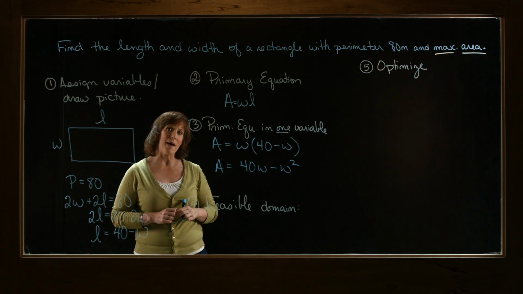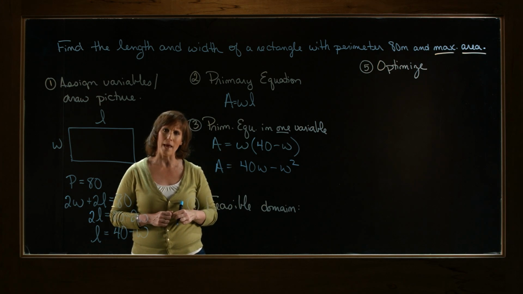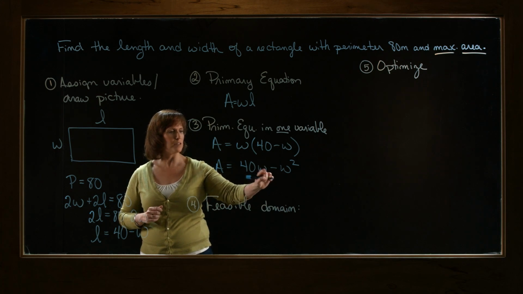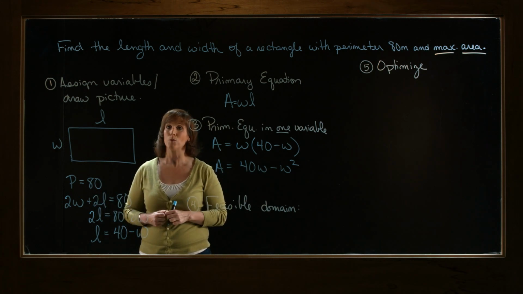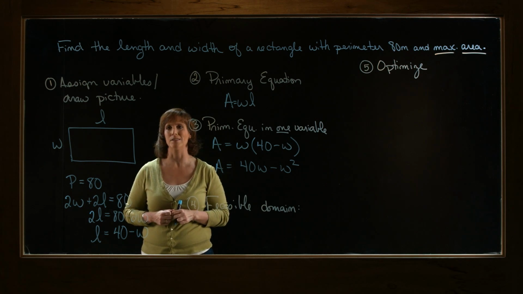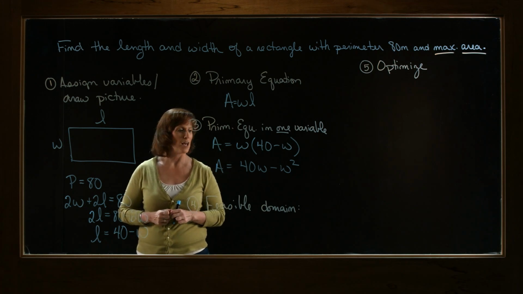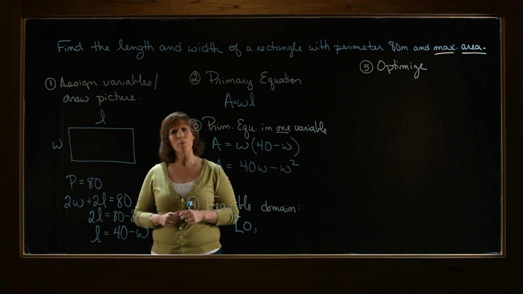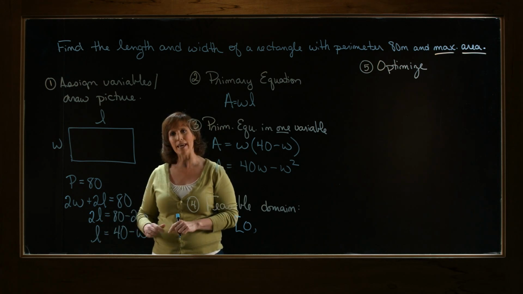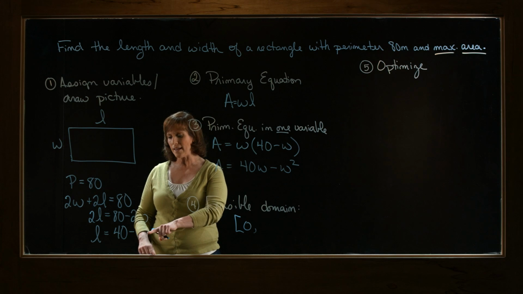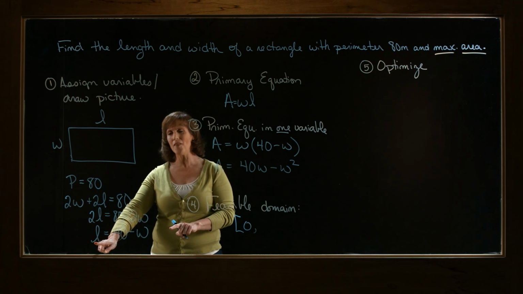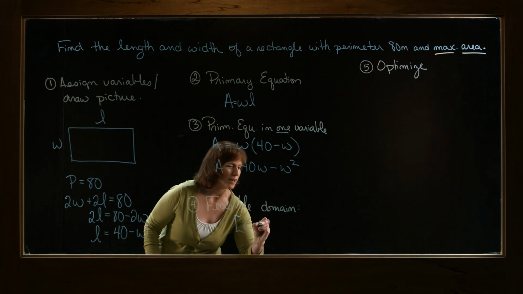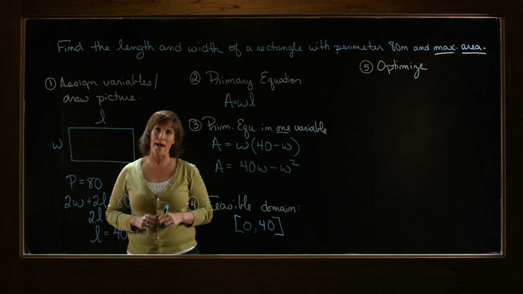Now, before I dive into the maximizing process, I want to think about a feasible domain. If I'm considering what possible values of W I can use, a lower bound would be 0. It doesn't make sense to have a rectangle that has a width of negative 5 meters, for instance. So my lower bound is going to be 0. What would my upper bound be? We can get that by looking at that secondary equation. If one possibility is that the width is 0, the other possibility would be that the length is 0. And if that happens, my width would be 40. So 40 will be my upper bound.